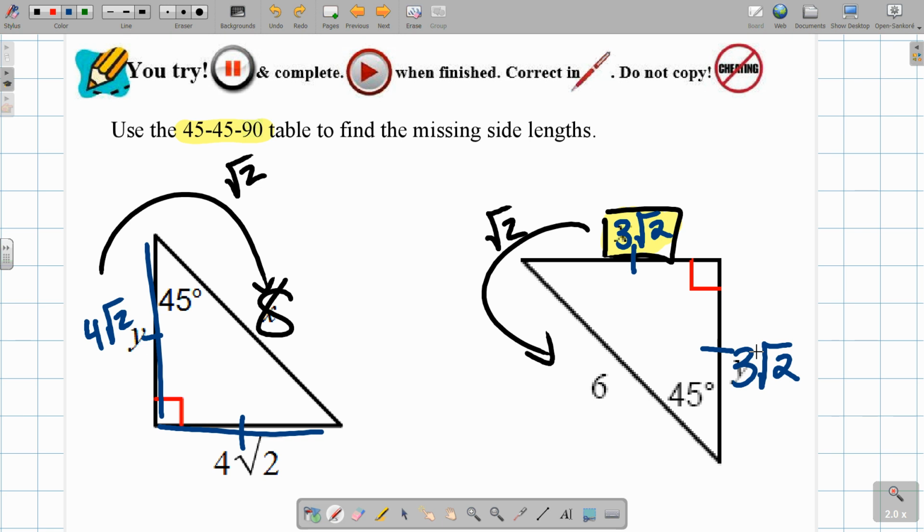Why? Because legs are equal in a 45, 45, 90 triangle. That's one pattern for one specific special right triangle. And that special right triangle is a 45, 45, 90.